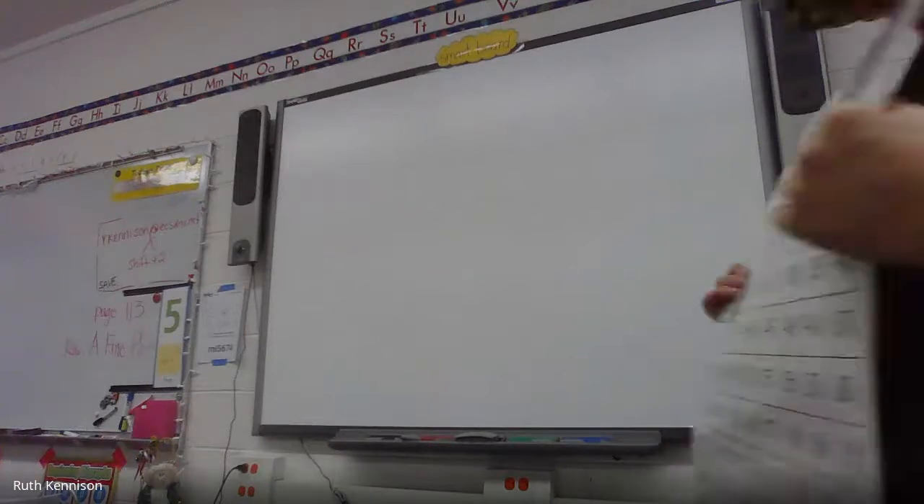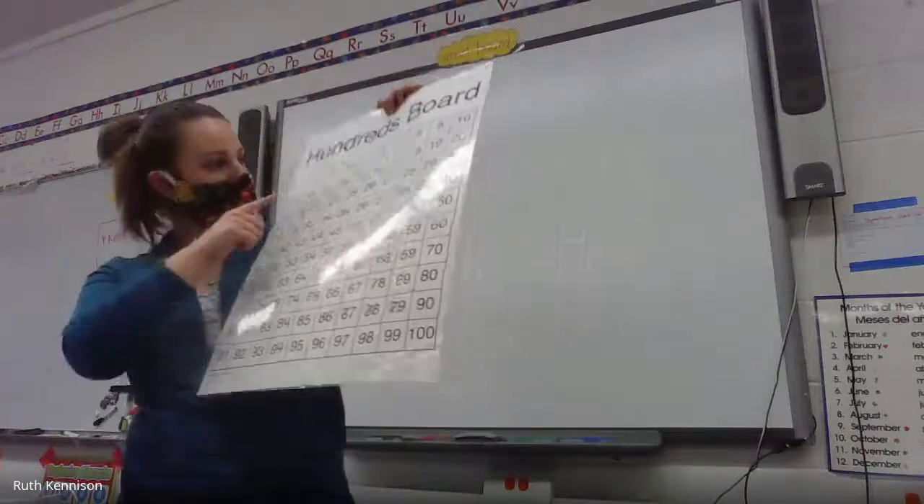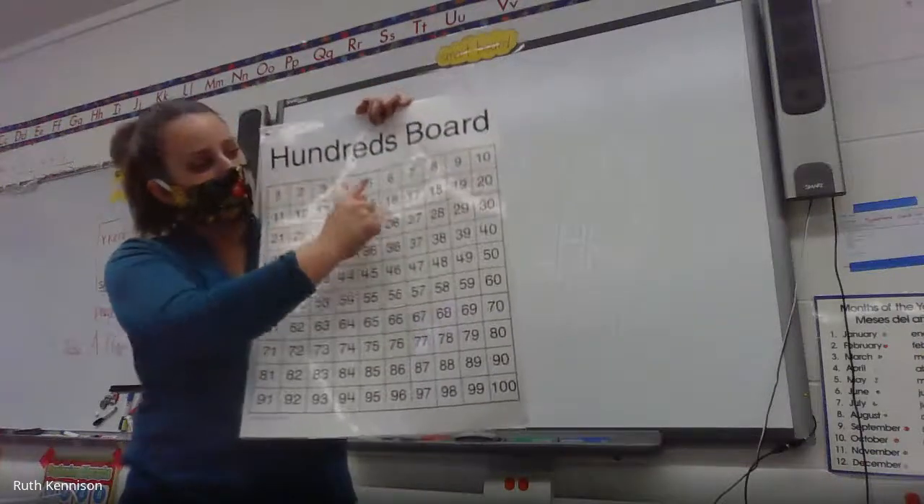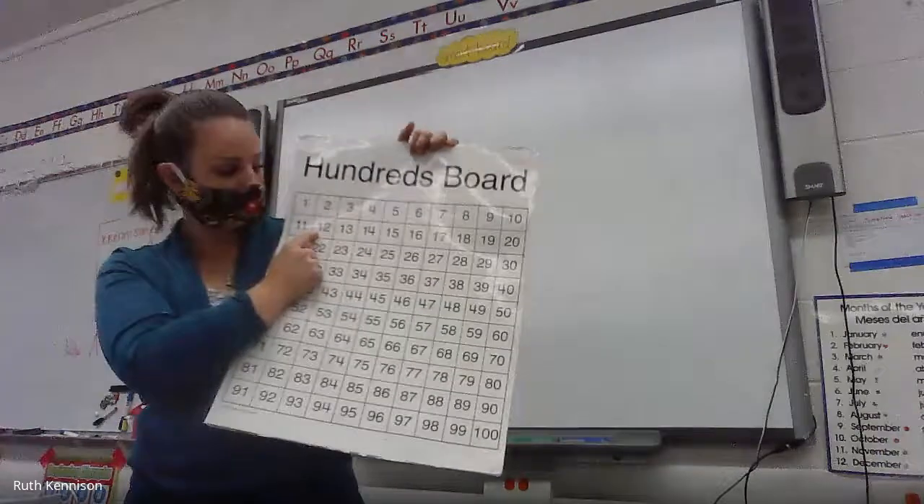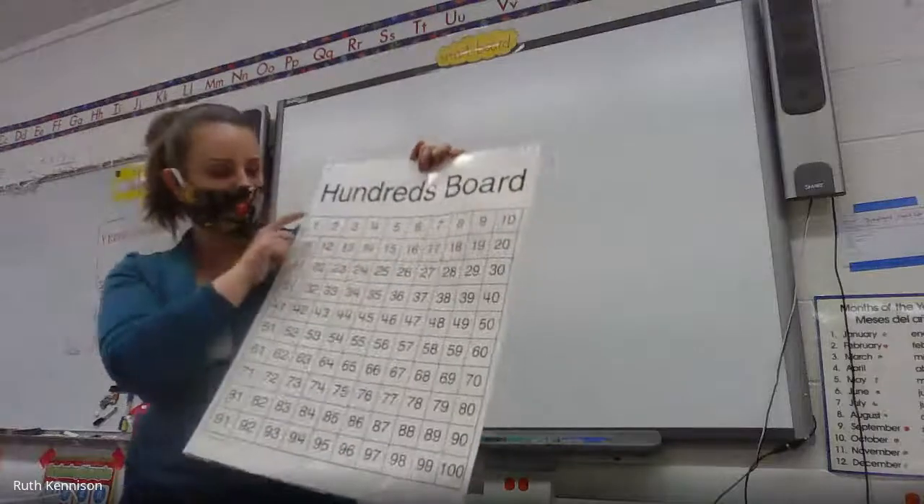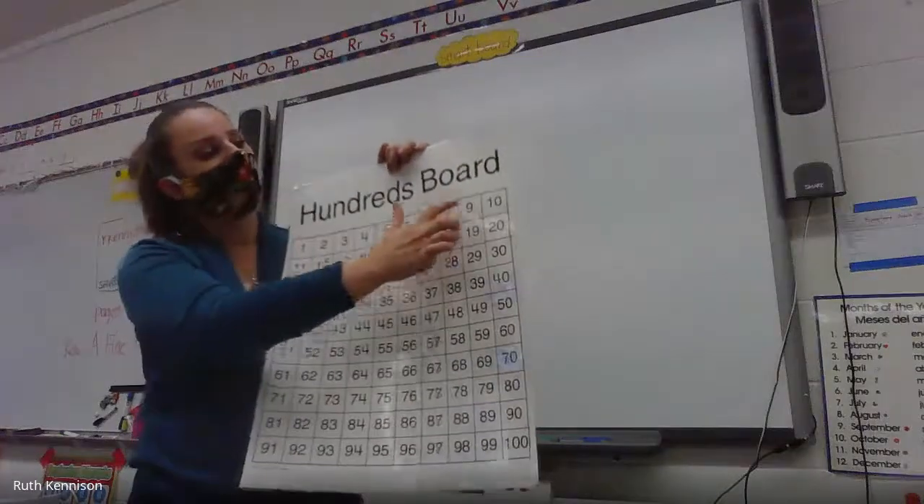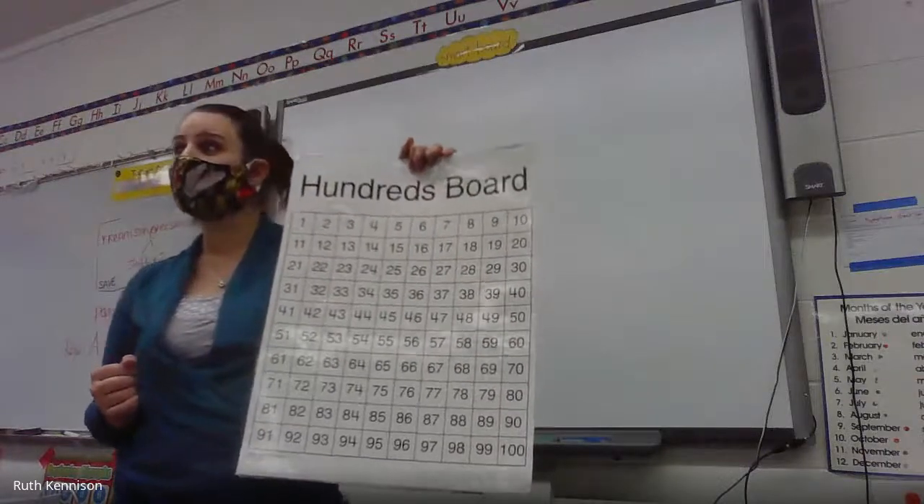And this is where, when we look at the 100 chart, you will see that pattern as we're counting. It goes 2, 4, 6, 8, 10, 12, 14, 16, 18, 20. Do you see that? We always have a 2, a 4, a 6, an 8, and a 0 in the number that we're counting when we're counting by twos.